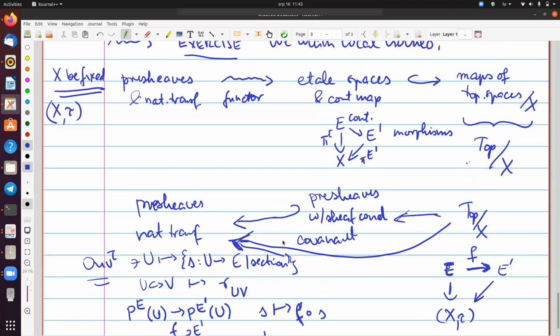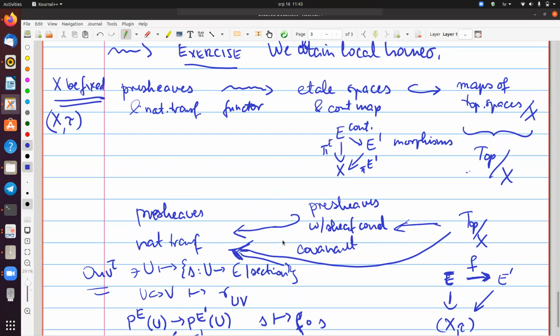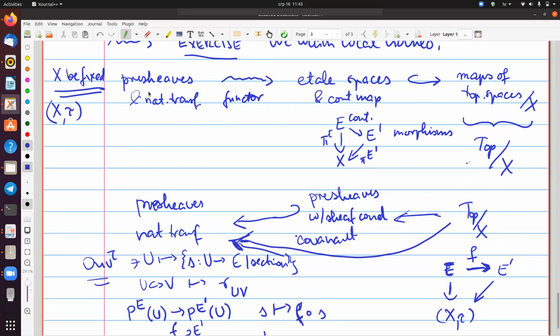And as you see, you have two categories: pre-sheaves and spaces over X. You have functors here, and you have some intermediate thing. Then we see that these two functors are in fact adjoint functors. If you restrict to this middle part, then it's an equivalence of categories. Objects in any of these equivalent categories are called sheaves nowadays.